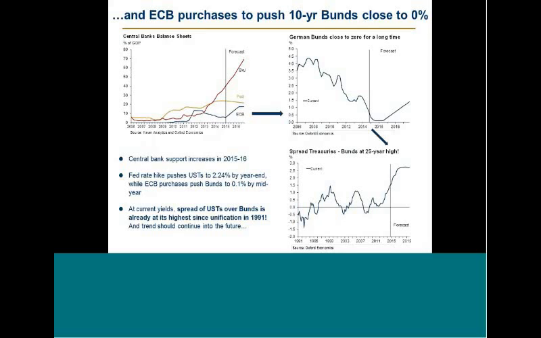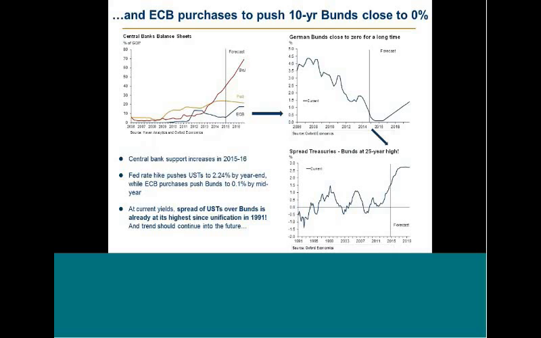Meanwhile, the purchases by the European Central Bank will push 10-year bonds in Germany close to zero. As you can see, the chart on the left-hand side shows you the expansion in balance sheets in the big central banks in the world at the moment. So we expect the balance sheet of the ECB to go beyond its previous peak in 2012, and the balance sheet of the Bank of Japan will increase about 15 to 20% of GDP every year.